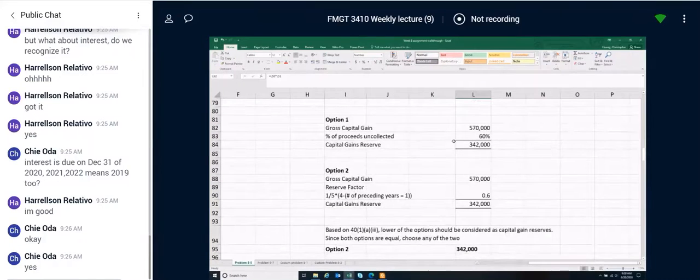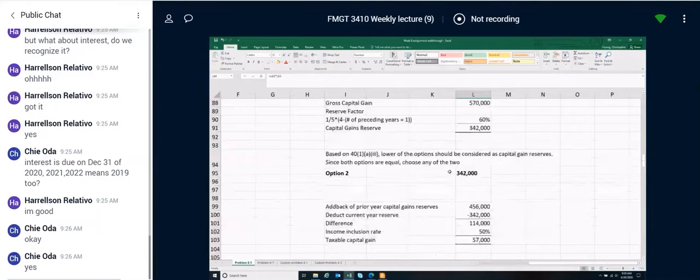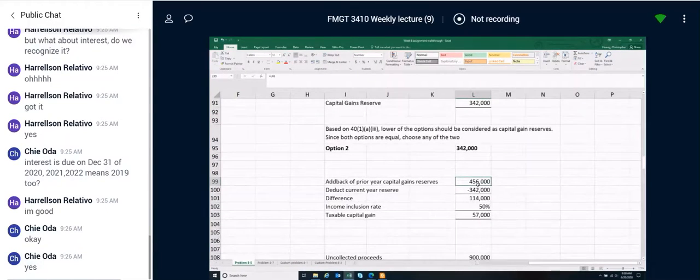Year two, again, now in 2020, you collected 30% at the end of the year. So you get 60% uncollected versus 60% on a 5-year rule. We said we were expecting a tie. Here's our tie. All right. But regardless, your reserve is 342. All right. So last year we had a capital gain reserve of 456. Now you're going to have 342, 114 capital gain, 57 taxable capital gain.